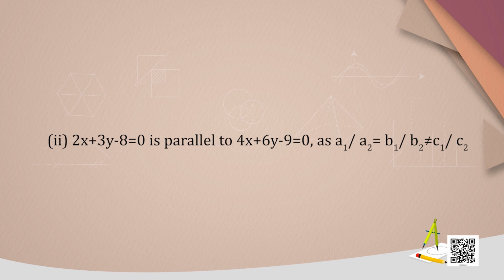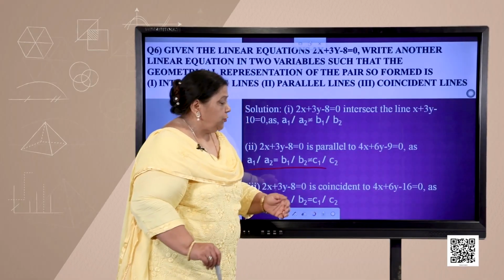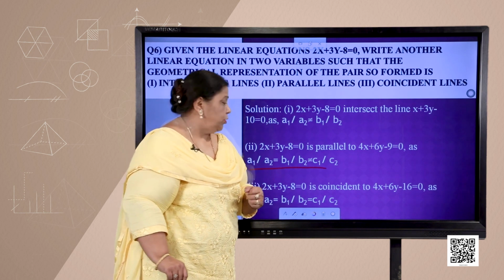Let us look into the second condition, that here we require parallel lines. What is the condition for parallel lines? It is no solution. a1 upon a2 is equal to b1 upon b2, that is not equal to c1 upon c2. Here the given equation is 2x plus 3y minus 8 is equal to 0, and we have taken a line which is parallel, that is 4x plus 6y minus 9 is equal to 0.